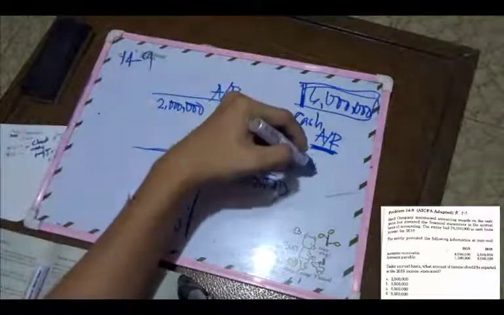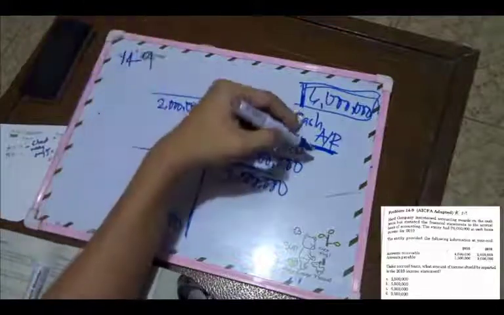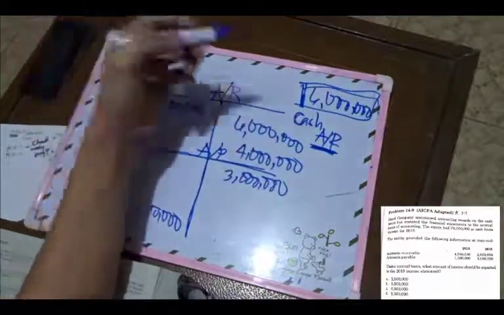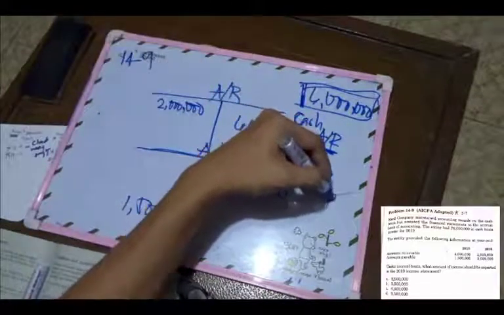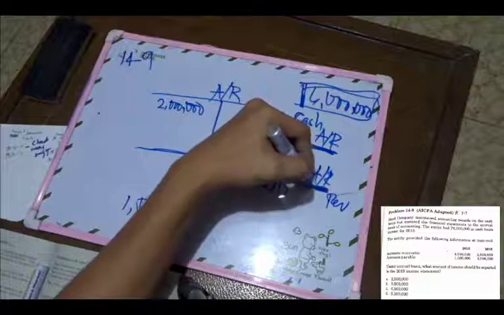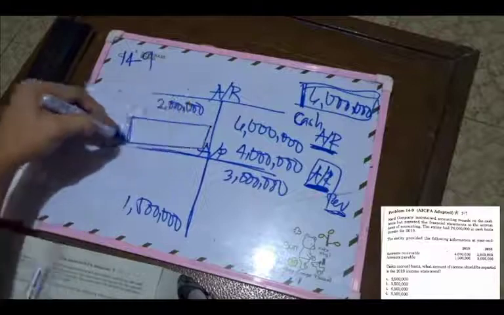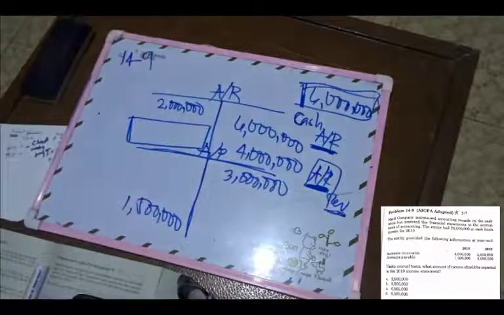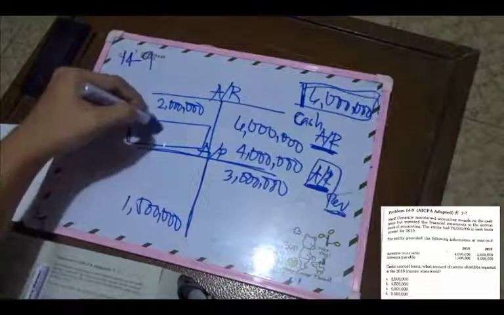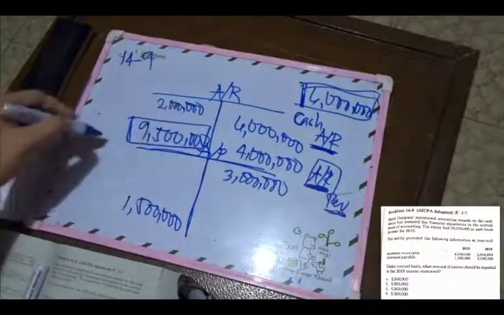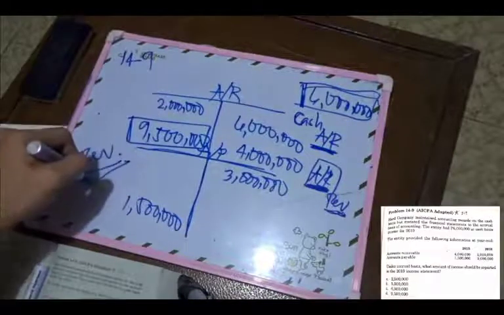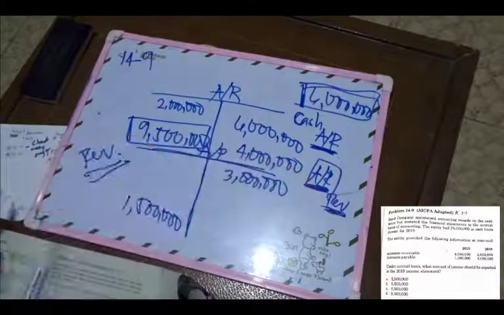Now the question asks us to compute for the income under accrual basis of accounting. So when we recognize income, we debit AR, credit revenue. That means if we're looking at the amount of the income, then we look at the debit side. So from this we can now solve. You have 6 million plus 4 million plus 3 million minus 2 million minus 1.5 million. That will give you 9,500,000, reflecting the revenue under accrual basis of accounting.